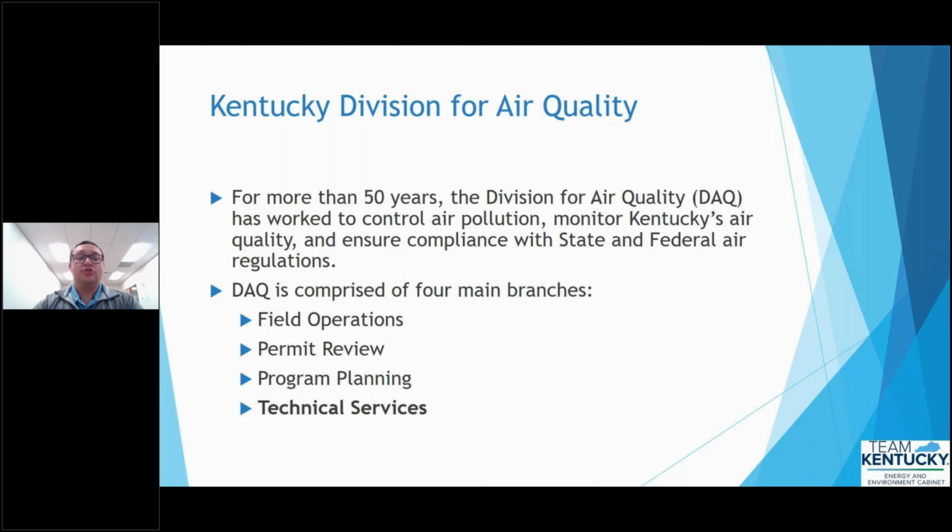The Program Planning branch prepares state implementation plans. They use those to achieve and maintain national and state air quality standards. And then they also draft and process air pollution control regulations. And then lastly is the Technical Services branch, which is what we're going to dive into with a little bit more detail. Next slide, please.